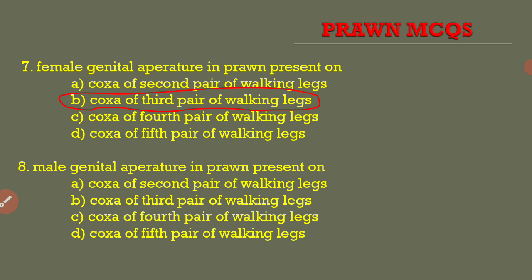Next one, male genital aperture in prawn is present on which pair of walking legs? So here is the correct option. Male genital aperture in case of prawn is present on coxae of fifth pair of walking legs. In case of female, this genital aperture is present on third pair of walking legs, and in case of male, this is found attached to the fifth pair of walking legs.